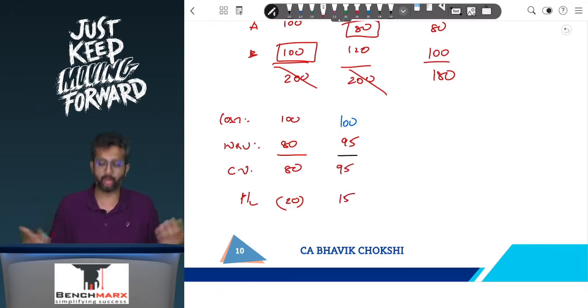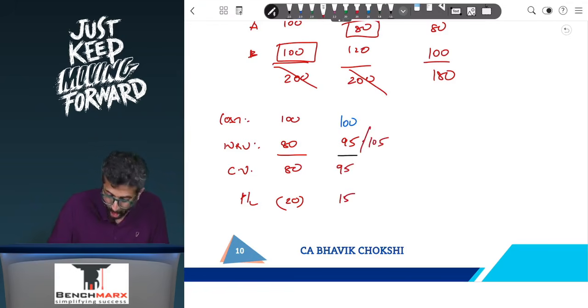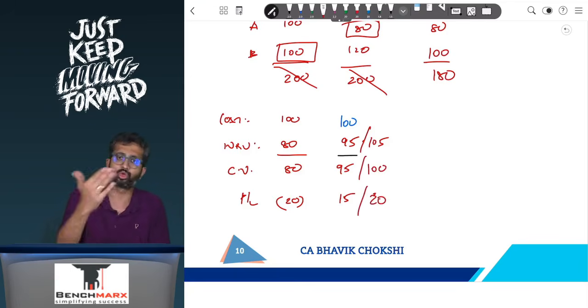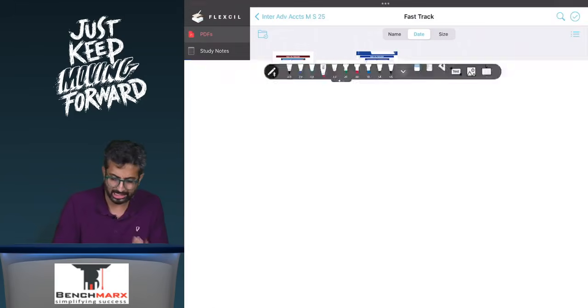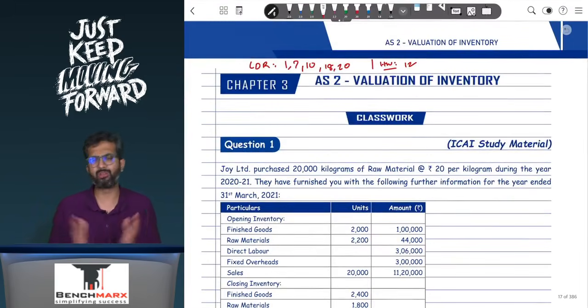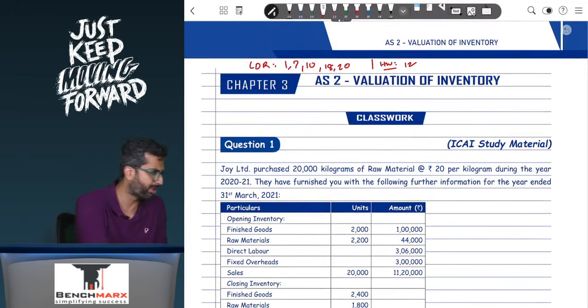There is no reason why you can't reverse. But yes, you can't go beyond 100. So when I do 100 or 105, whichever is lower, in this case it will be 100, and hence you can reverse 20. You can't go all the way up to 105. Maximum you can go up to 100. That is, you can't go above cost. So that is what is there regarding AS2 for the purpose of your inventory. Now you will go to the sums for the same.